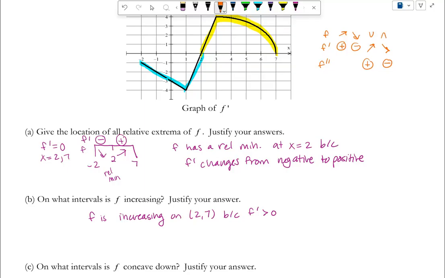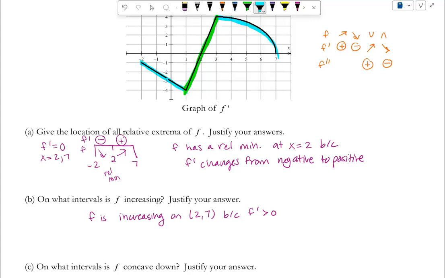Sometimes that little table, that little chart, is helpful for me to think about. Again, I'm looking for where my first derivative is increasing or decreasing here. Because I can, in OneNote, I'm going to erase my highlights. I could see that f prime is increasing from 1 to 3, and that f prime is decreasing from -2 to 1, and again from 3 to 7. I could just visually see that on the graph.